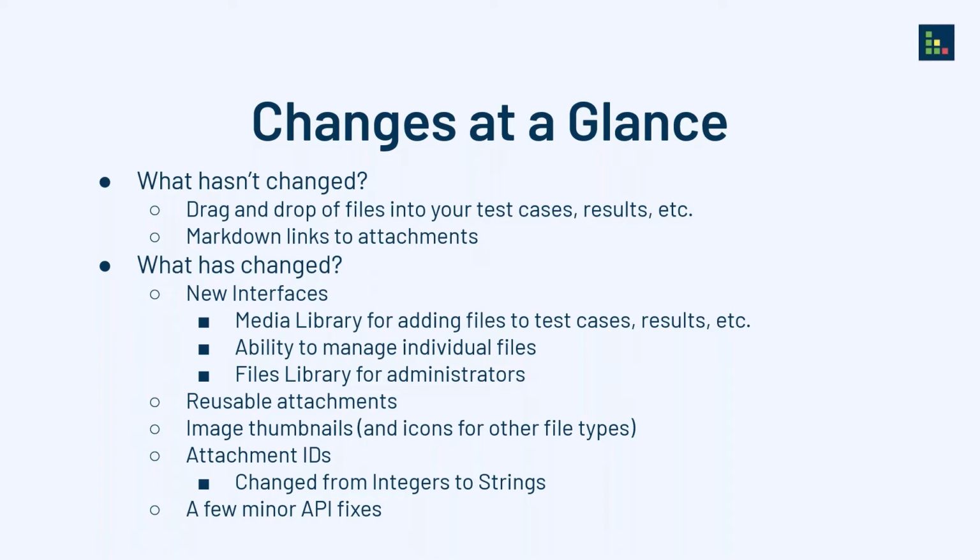We've made improvements for reusable attachments. We've also added thumbnails for images and icons for file types which can't have a thumbnail, so text files and things like that should have an icon in place. We've changed the way attachment IDs are shown in TestRail, from just a basic integer to a string. This shouldn't really affect much of anyone's use inside TestRail, but that change has been made as well. And we've also made a few minor API changes, primarily fixes to a couple of issues around a couple of attachment endpoints.